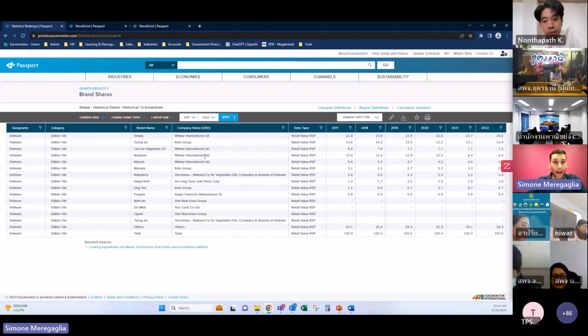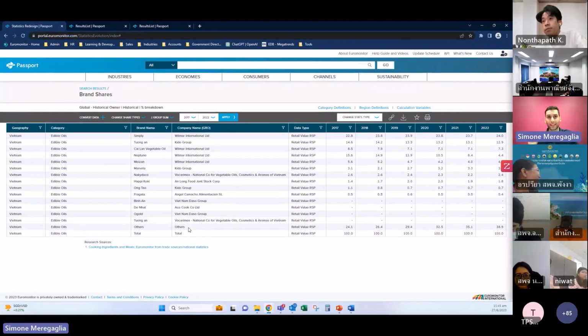And for your information, every time that in Passport you see something written as others, it means that each specific company or each specific brand within that category of others does not make more than 0.1% of the whole market size. So if a company or a brand has a share of more than 0.1%, we study it on its own. If the share of the market size is smaller, we don't list it, we just put it under others, because in terms of the market, they do not play a significant part.